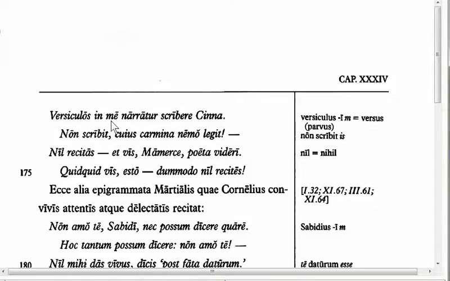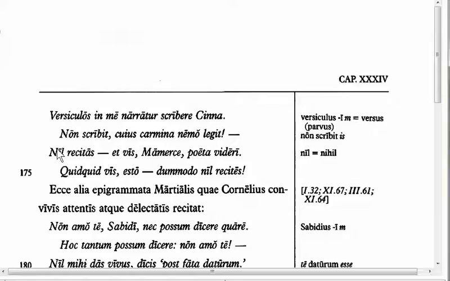The next new feature is in line 174, and we have nil recitas. So you're reciting nothing, and you want to be seen to be a poet, Mamercus. So nil recitas, nil is actually a contracted form of nihil, and here's the accusative object of recitas, you recite nothing, but it ends up with a long I here, giving the poet more variety.